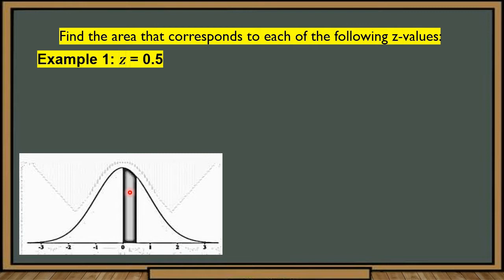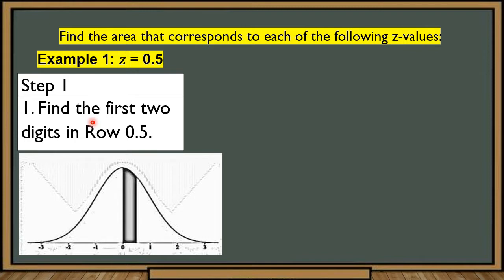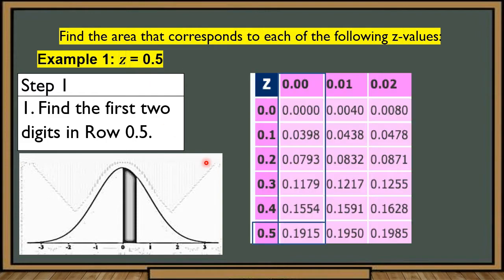So ito yung shaded area. This shaded region is what we are looking for. So this is the area that we are looking for. So to do that, first we're going to find the first 2 digits in our row 0.5. To take note, our given z value has only 2 digits. So by that, we're looking for, first, titingin tayo sa row ng 0.5.